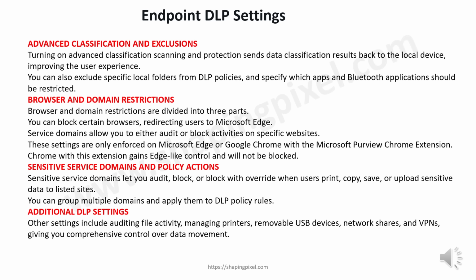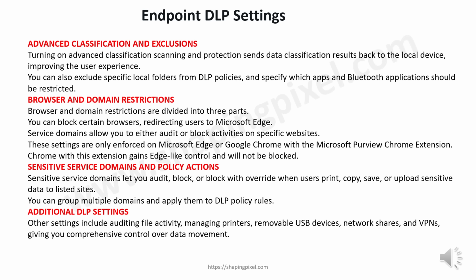Endpoint Data Loss Prevention, or DLP settings, let you control how your organization's sensitive data is protected on devices. Let's break down the key options you can configure to keep your data secure and your users productive. Turning on Advanced Classification Scanning and Protection sends data classification results back to the local device, improving the user experience. You can also exclude specific local folders from DLP policies and specify which apps and Bluetooth applications should be restricted.